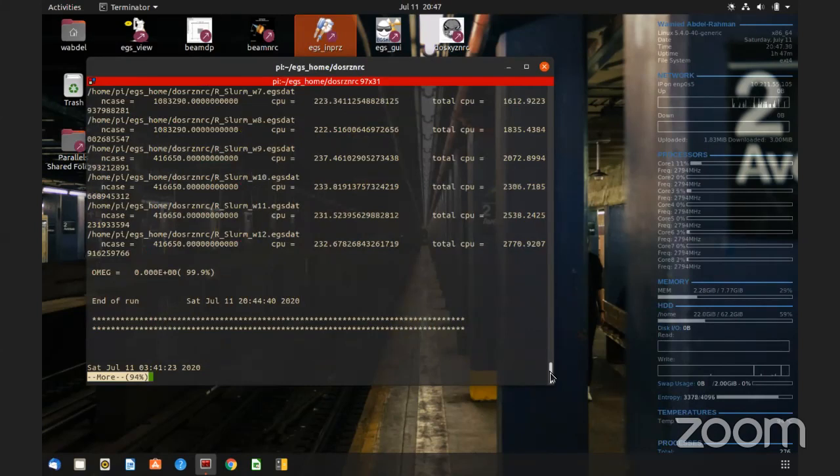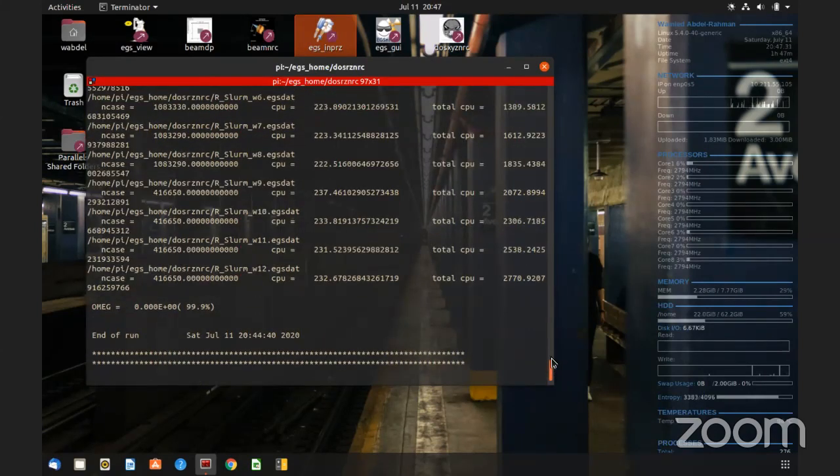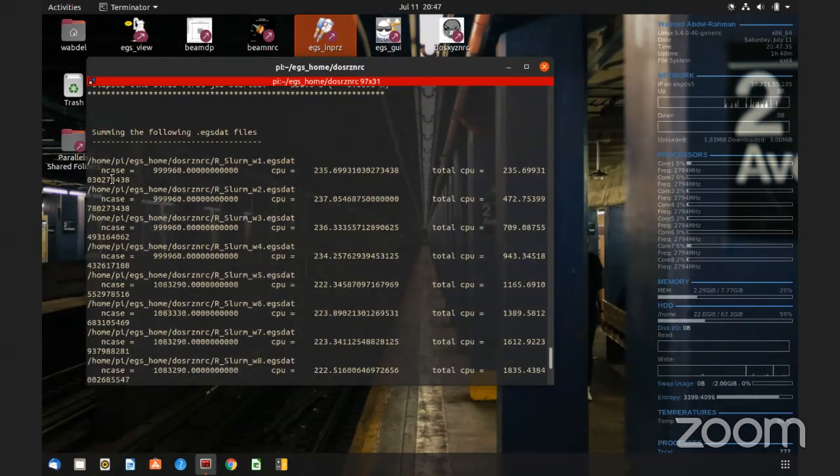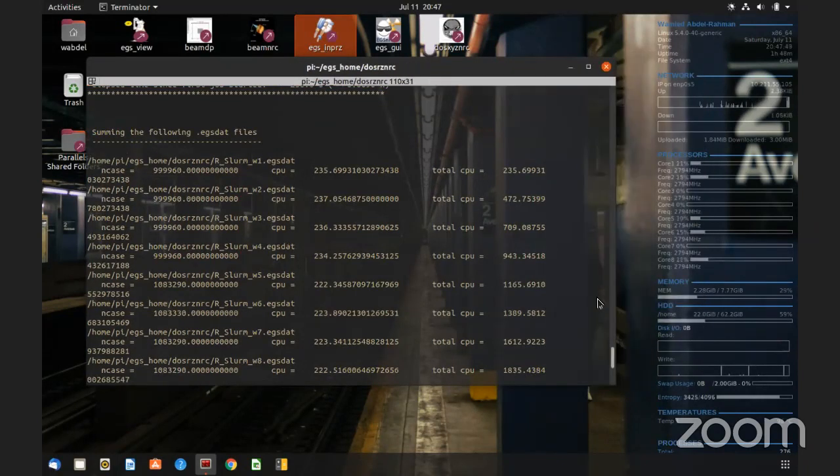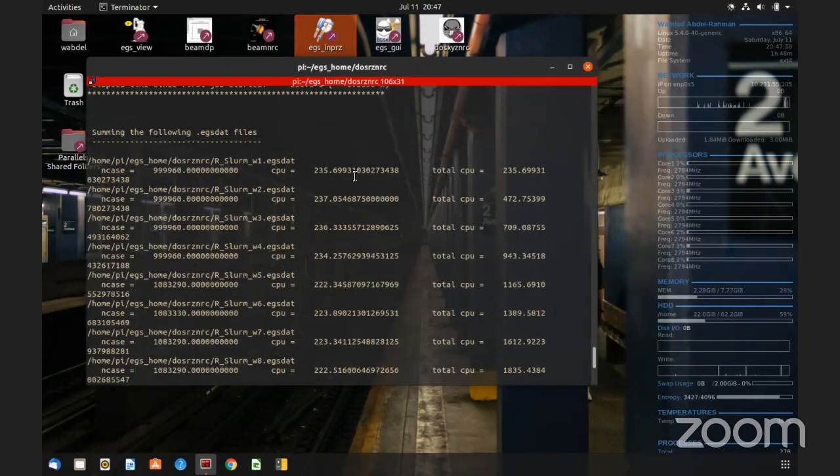Okay. We did the split of 12. This one is the first W1, the first split. The total CPU time is 235. Okay, and the number of cases? Don't have the number of cases here. I think it's in the X list. Fine. So the next one, the second one, ran on the same.